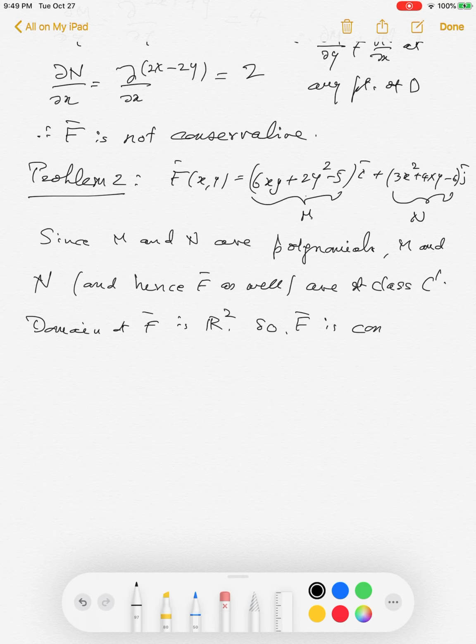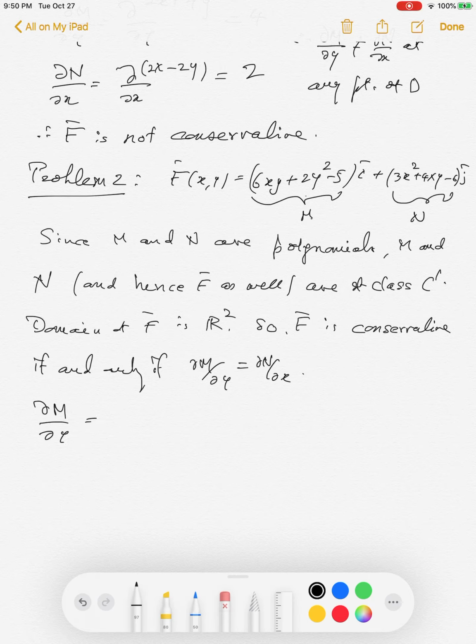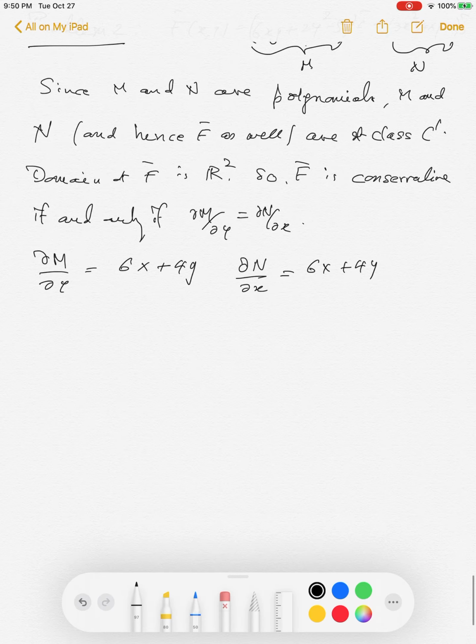So F bar is conservative if and only if dM/dy equals dN/dx. So let's check dM/dy. This is going to be 6x plus 4y, and dN/dx is going to be 6x plus 4y.